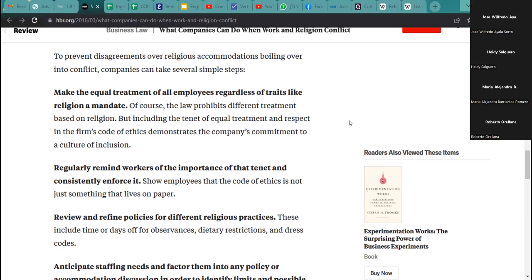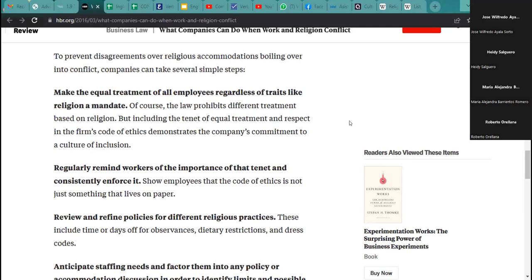That with the first one, made the equal treatment. That the companies can act or they can, how do you say it? Measure, like measure maybe their behavior about these things of religion based on the law or maybe the code of ethics that they have. And that's with the first one. I don't know if I understand the paragraph right.